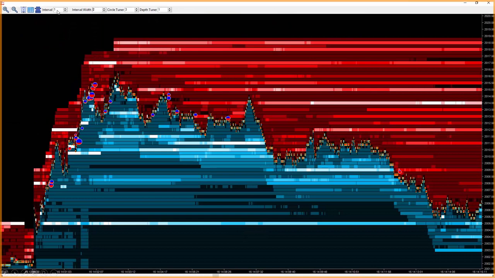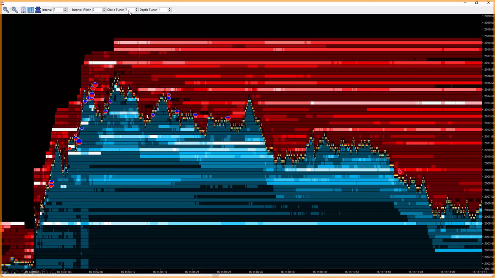Okay, so interval I like to set to 1 at the start of the day. I only trade the morning session, but as the day progresses, I just click that up so I can see more history on my chart. Interval width I set to 2. That's just the way I like it.